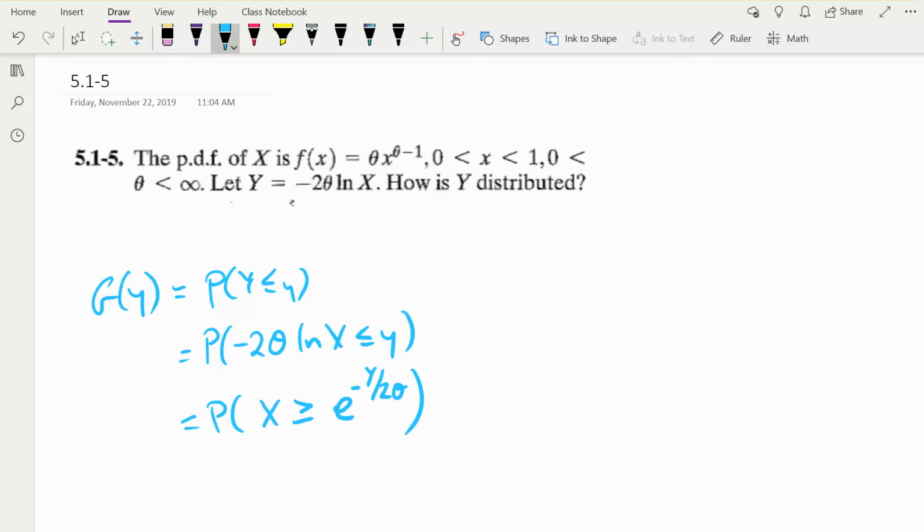Have you gotten to this point? Yes. Okay, did you remember to flip your inequality? Yes. I did. Nailed it. Negative 2 theta, so when you divide that over, it flips the inequality, right? Yeah. Gotta remember to do that. 1 minus now? Yeah, you do a 1 minus. Yep.